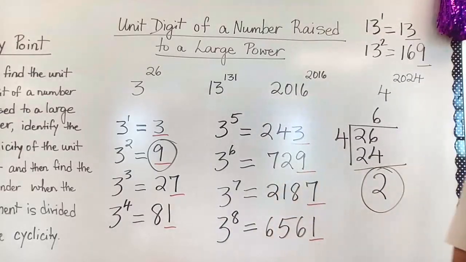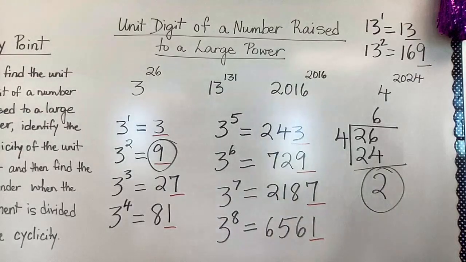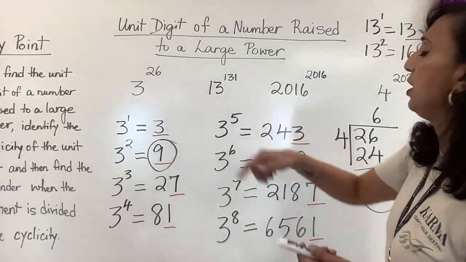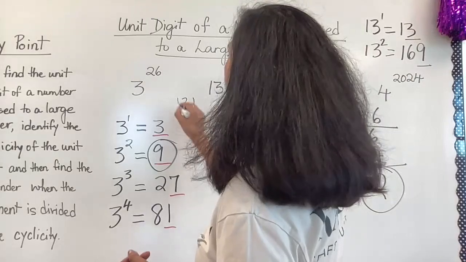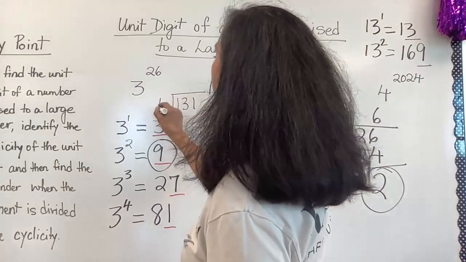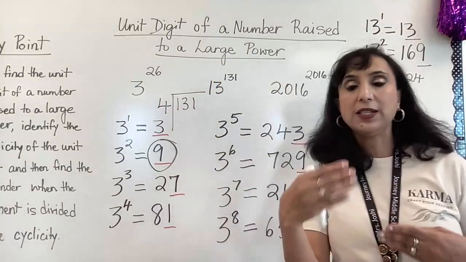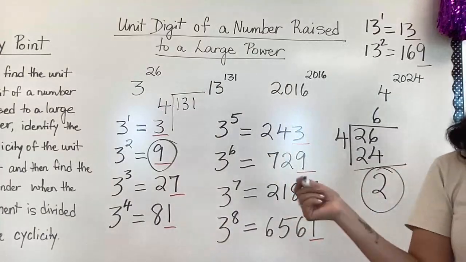All right, so that is why, if I am getting that, and we know what the unit digits are, I'm just going to take the 131 and divide it by 4, because that pattern of 4 is continuing even for 13.